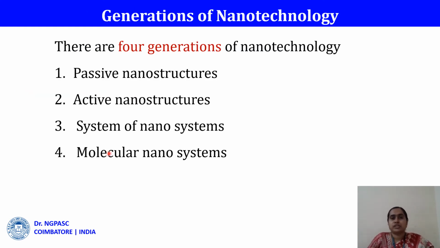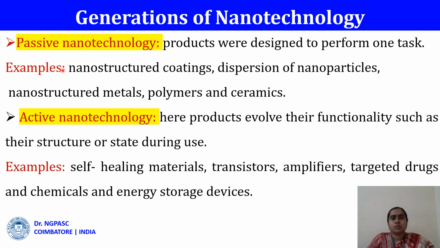Then, coming to the generations of nanotechnology, there are four generations: the passive, active, systems of nanosystems, and molecular nanosystems. So what can we understand in a single line? Passive nanotechnology products are designed to perform only a single task, like nanostructured coatings, dispersion of nanoparticles, nanostructured metals, polymers, and ceramics.